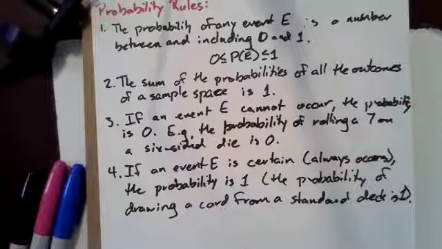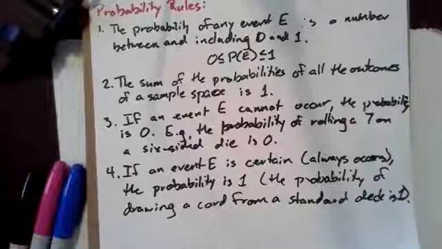If an event E is certain, it always occurs, and the probability is 1. The probability of drawing a card from a standard deck is 1.